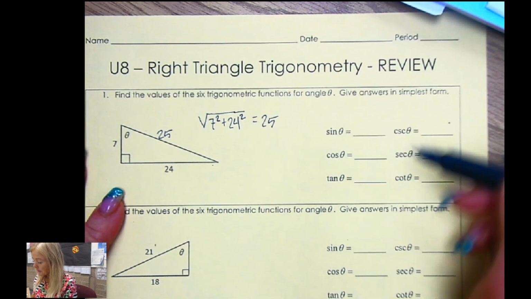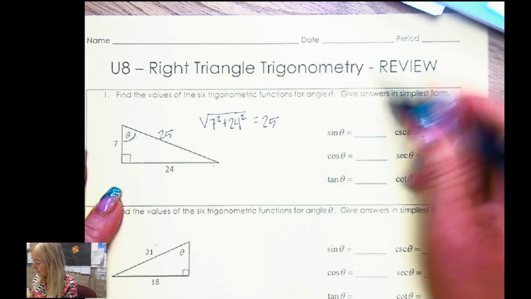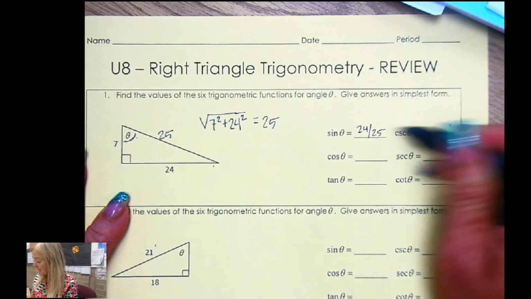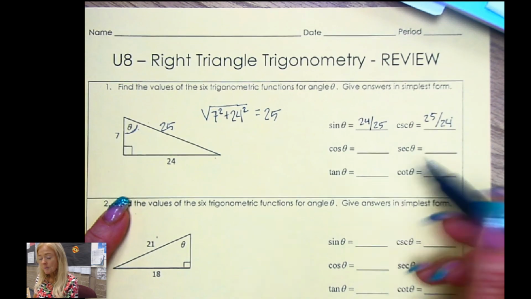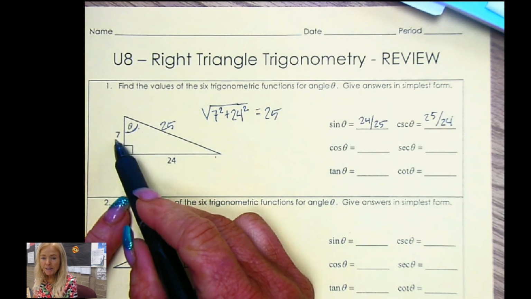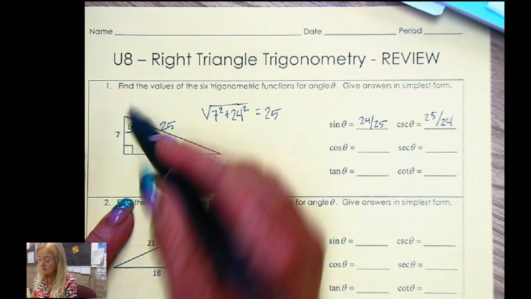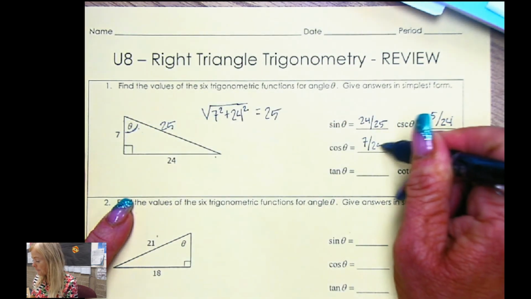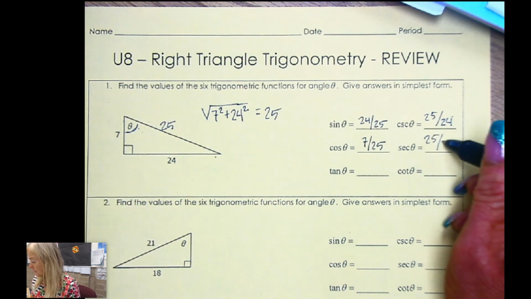So sine of theta, here's theta right here. Sine of theta, sine remember is opposite over hypotenuse, so 24 over 25. And then cosecant is always its reciprocal, 25 over 24. All right, and that's pretty easy to come up with once you've got the sine. Now the cosine is adjacent over hypotenuse. Remember, adjacent is 7. It's the leg that runs right into the angle. So 7 over the hypotenuse, 25. And then the secant is its reciprocal, which would be 25 over 7.